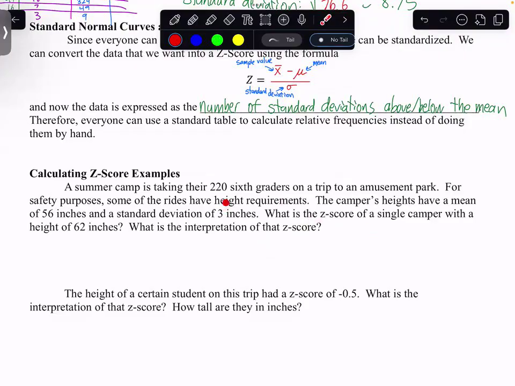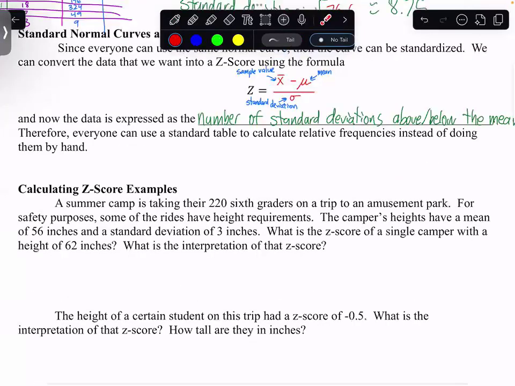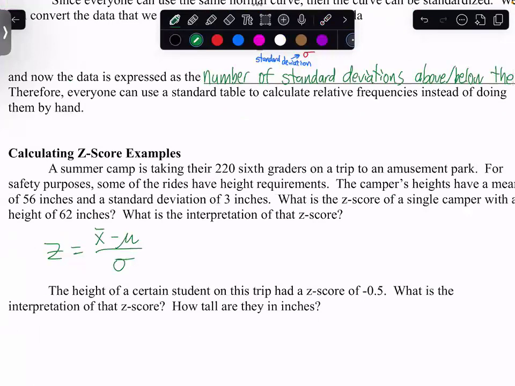Okay, there's 226 sixth graders on this trip. The mean or average height is 56 inches, standard deviation of 3 inches. Okay, so now we're not looking at all 226 graders. If we just look at one specific camper whose height is 62 inches, what is that camper's z-score? Okay, so again, we're going to want the formula above. But let's identify what each of these things represent.